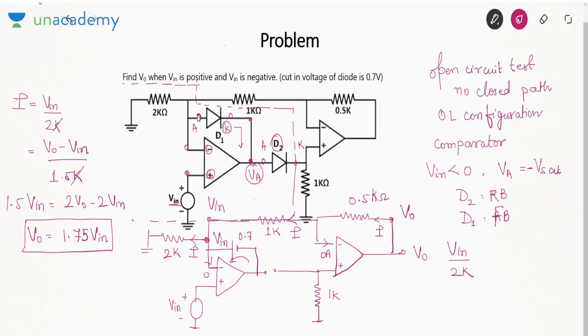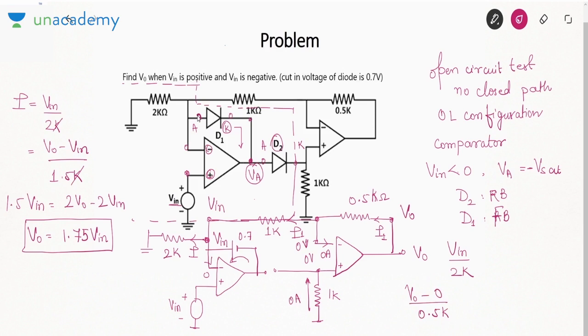What we can say is, if I apply KVL here, the current here is 0. So this voltage is 0 volt. By virtual ground, this voltage is also 0 volt. So I will say, suppose this is I1, this is I1. I1 is V0 minus 0 by 0.5K. Are you getting my point?